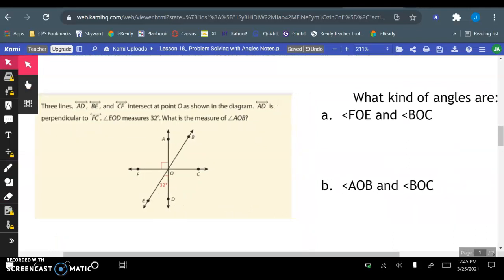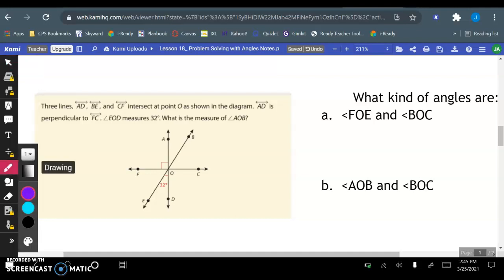So we have the same picture again. And the question says, what kind of angles are FOE and BOC? So FOE is this angle here, and BOC is this angle here. Now, we figured out that this one was 58 degrees before. We figured out this one was 32. So these look like they're opposite. They're across that common point. So I would say that these are vertical angles, and they would have the same measurement. So that would be a 58-degree angle as well.